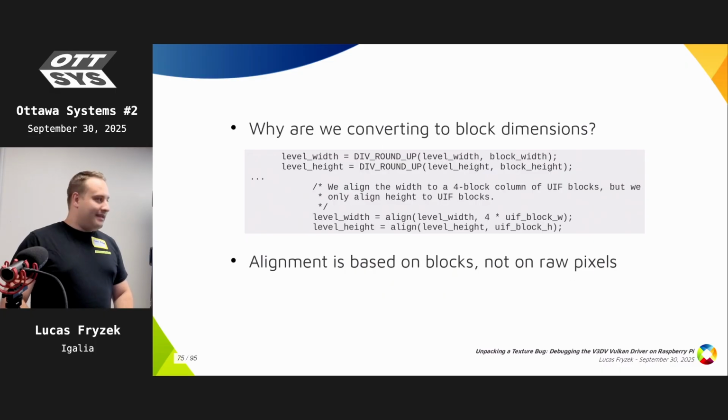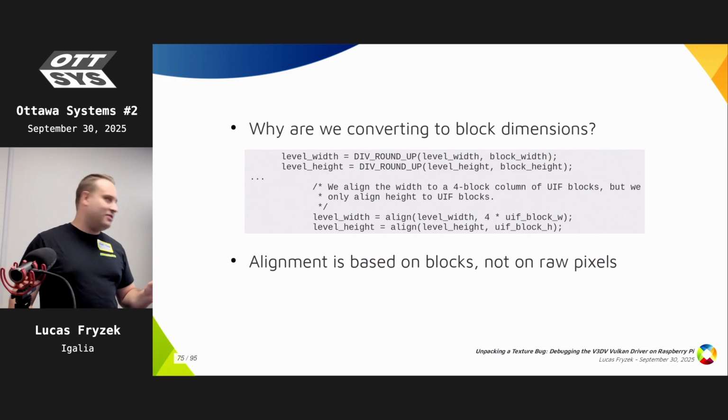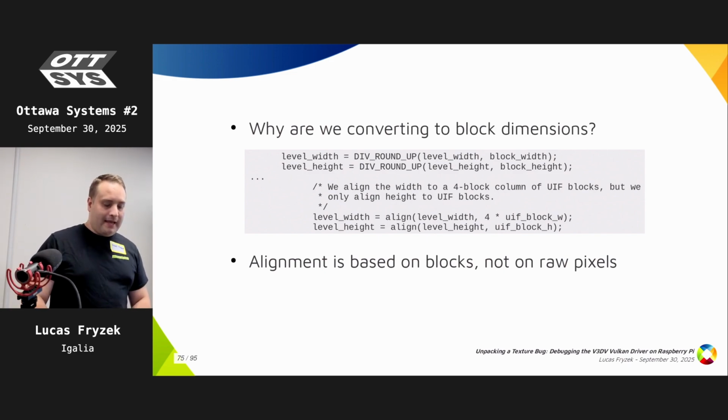Now, I noted before that converting to block dimensions was a little bit interesting. So if we scan through the code some more, we can figure out why it's converting to block dimensions and why that's important. Well, you'll see if you scroll through that the alignment is actually based on the block size, not on the pixel size. You can see here, it's going to take the width of that MIP level and try to align it to this thing called the UIF block width, which is the tiling format for the Broadcom GPU, its block width, which depends on the format itself and the GPU generation. So that's why it's in a variable here.